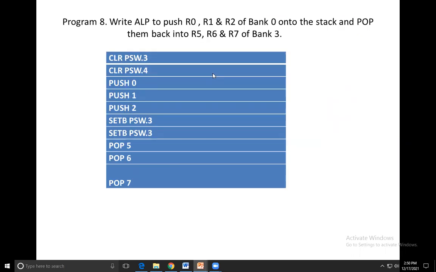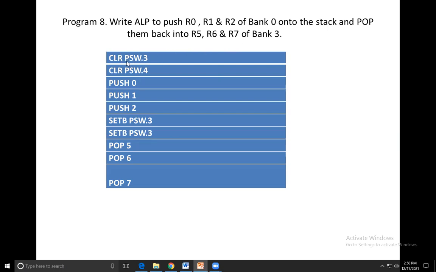So we go to the next program. Write an ALP program to push R0, R1 and R2 of bank 0 onto the stack and pop them back into R5, R6 and R7 of bank 3. So first we have to select the bank for R0 and R1. R0 and R1 means bank 0.